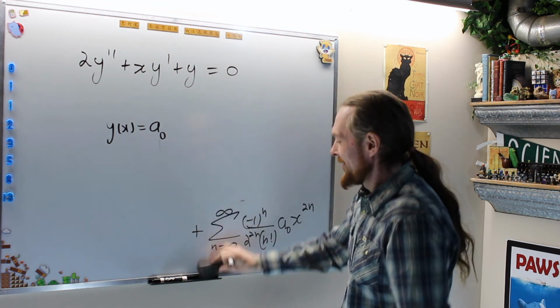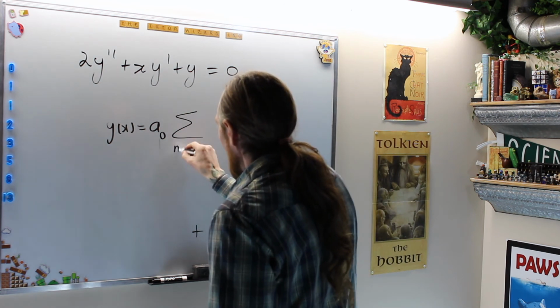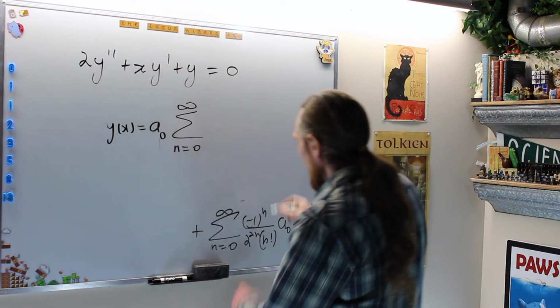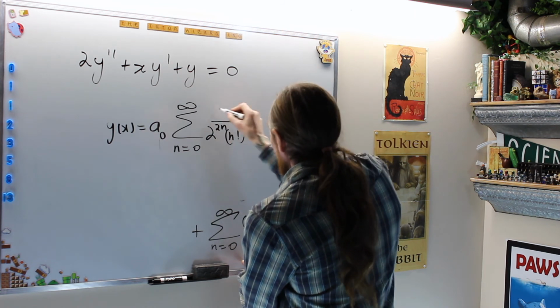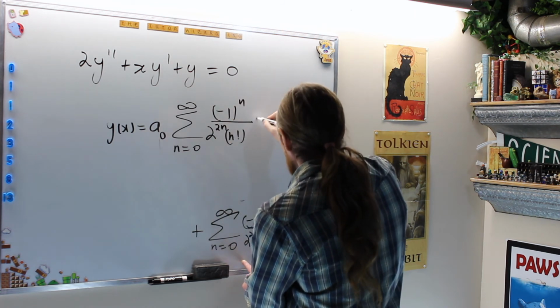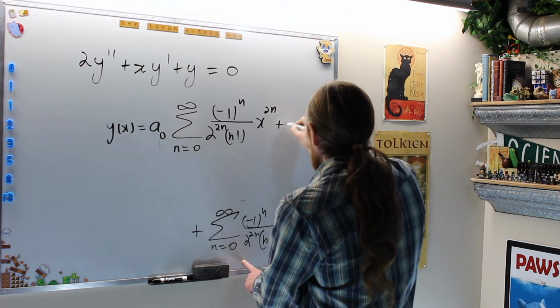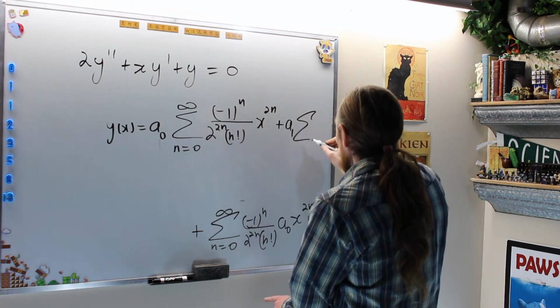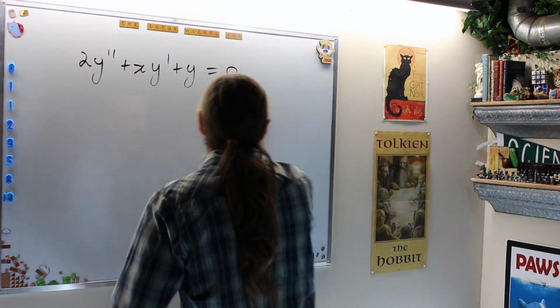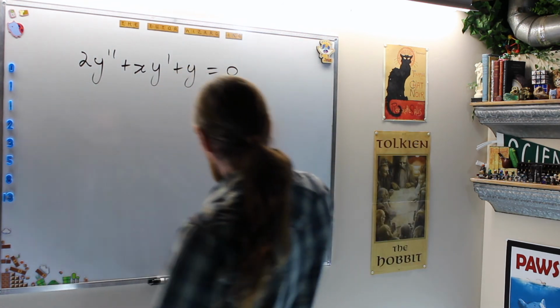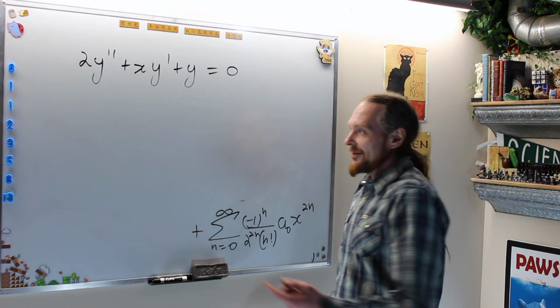I don't know what that was. The sum from n equals 0 to infinity of 2 to the 2n n factorial, negative 1 to the n x to the 2n plus a1, the sum, no, I wanted that on one line. Now I erased the power series. I have no idea what the power series was anymore.